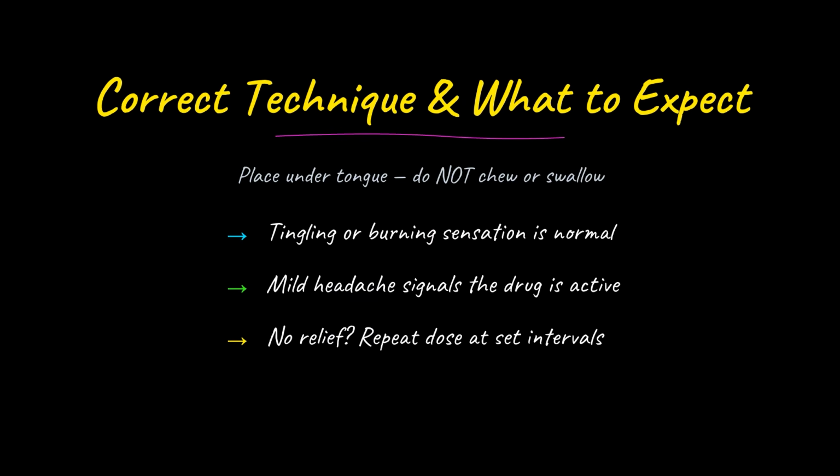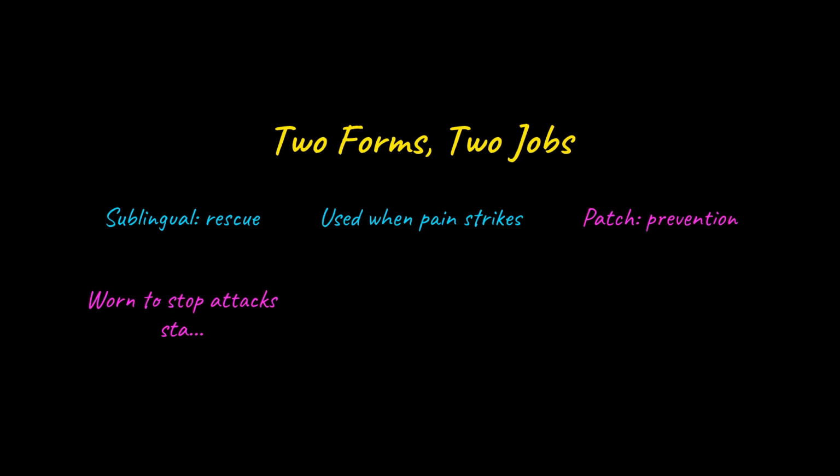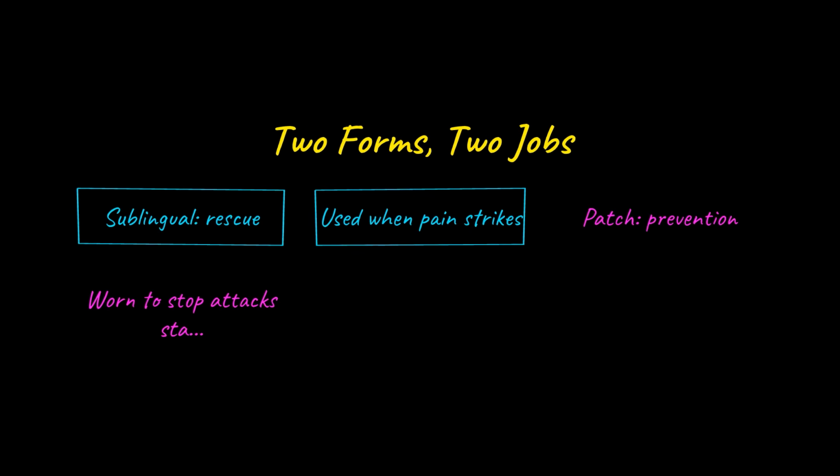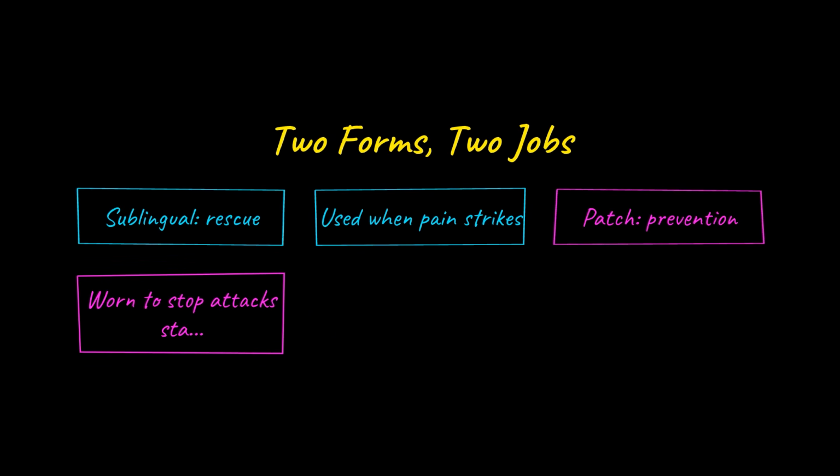If pain persists after a dose, the standard guidance allows repeating at set intervals, but chest pain that won't respond may signal a heart attack, not ordinary angina. The key contrast is between the two forms of nitroglycerin. The sublingual tablet is a rescue, taken the moment pain strikes to abort an attack. The skin patch is prevention, worn steadily to keep attacks from occurring. Matching the right form to the right moment is the heart of using nitroglycerin well.